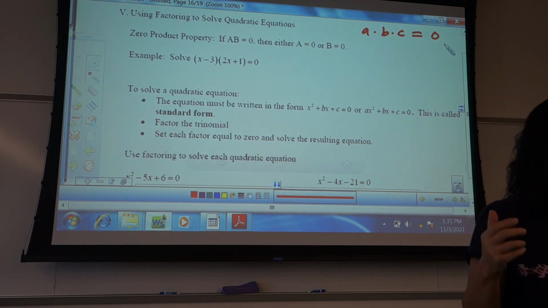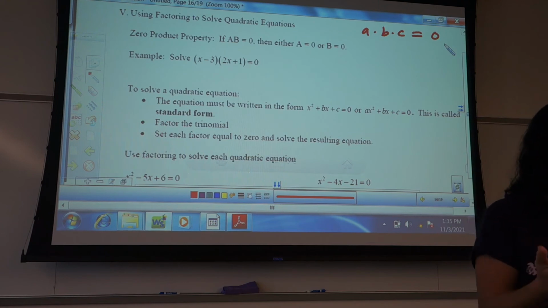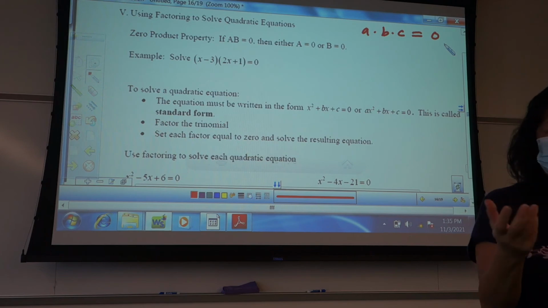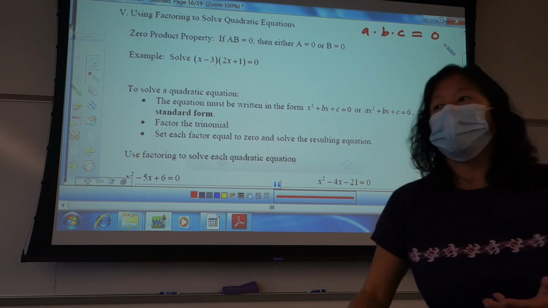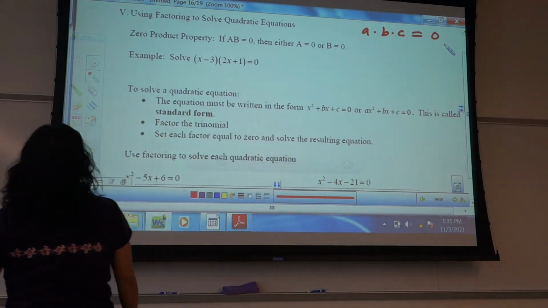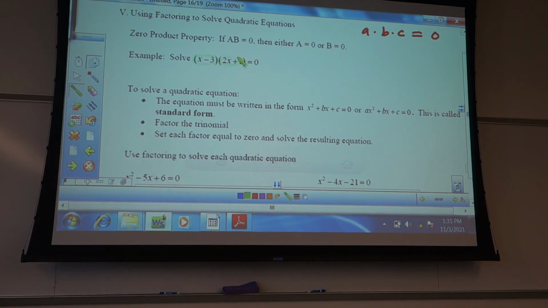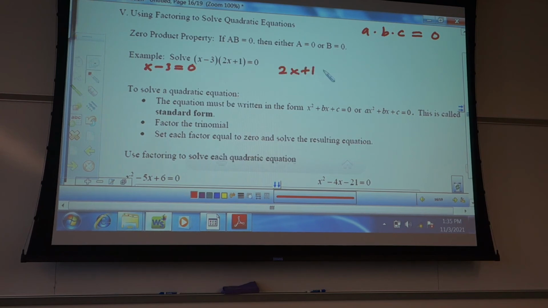So if I can factor them so they're all something times something times something, I know that one of them has to be 0. So I can set either one of those things to 0, and those will be a solution. So for example, this is something times something else equals 0. Does everyone understand what I'm saying? Which means that I know that either x minus 3 has to equal 0, or 2x plus 1 has to equal 0. So how do I solve for this one?